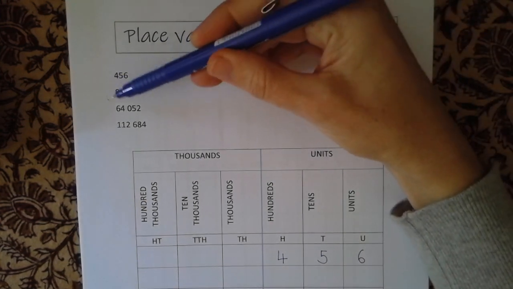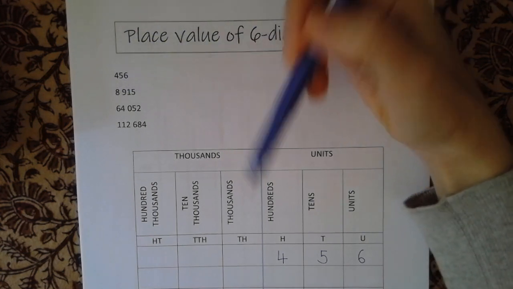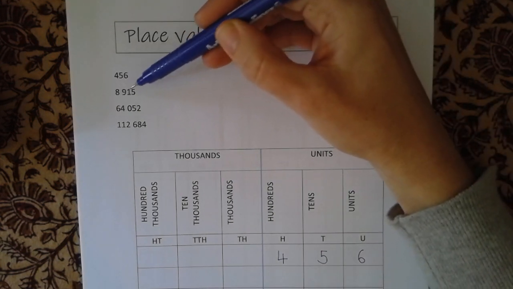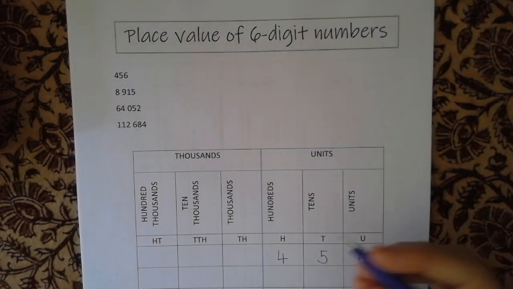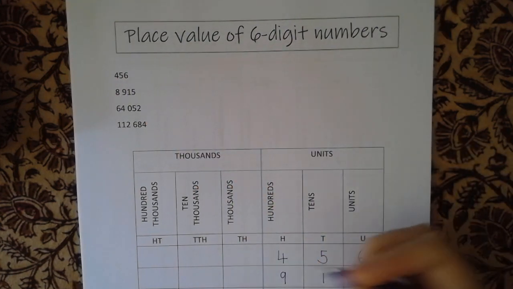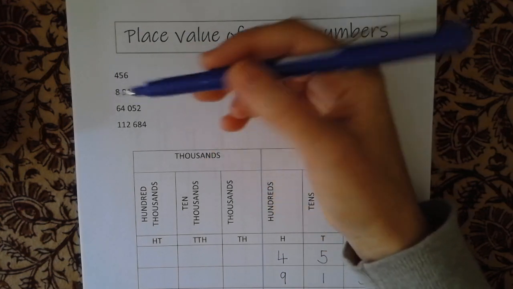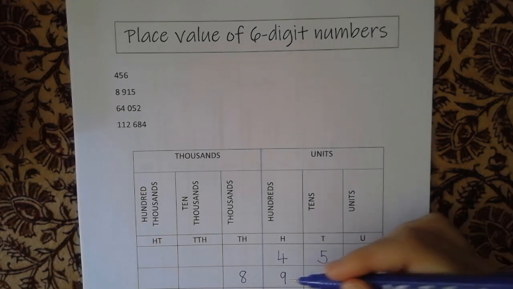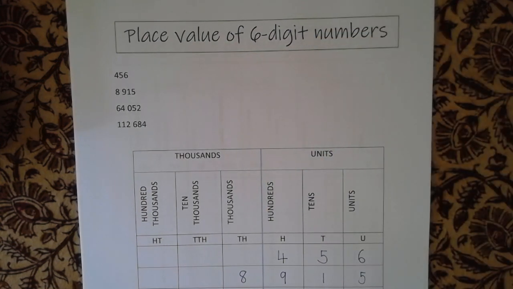Okay, so let's go to the next number. Now we have 8,915. So now with the 8, we're entering into the new group of 3 digits. So let's start with the first group of 3, 915. So the 5 is representing the units. The 1 is representing the tens, which is actually 10. The 9 represents the hundreds, which is actually 900. And now we cross the line into the new group of 3 digits. We only have 8 representing that, so that will be in the first column by the thousand. So this is 8,915.